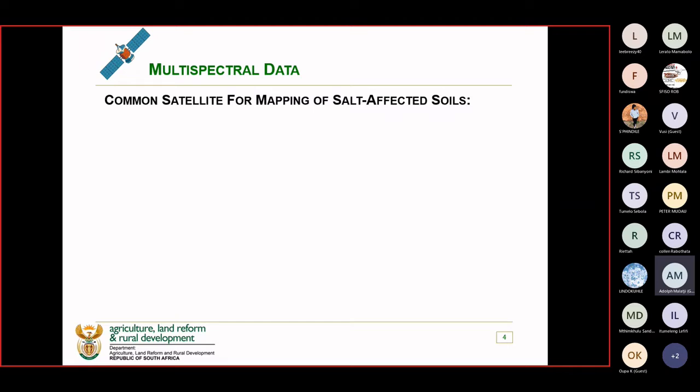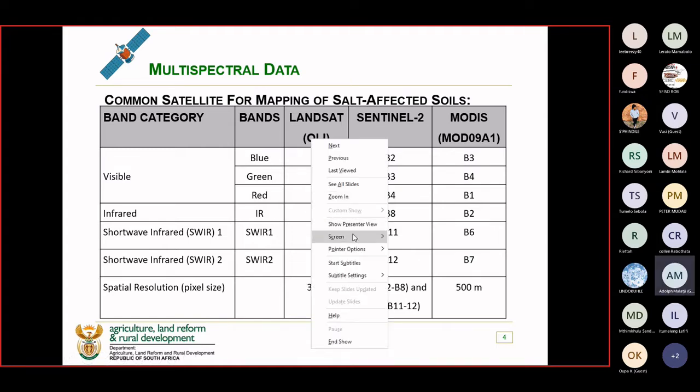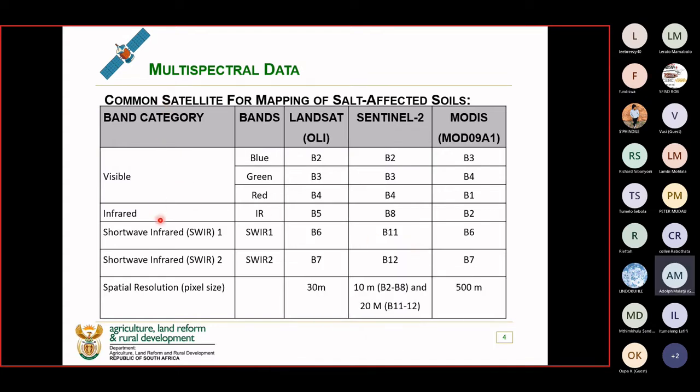Right, so quickly, let me just share with you the commonly used satellite platforms that people use to map salt affected soils. As I indicated, we have this column here that is indicating the region within the electromagnetic spectra. So we have visible, we have blue, green, and red bands there.